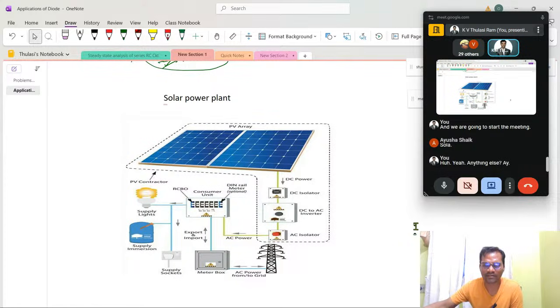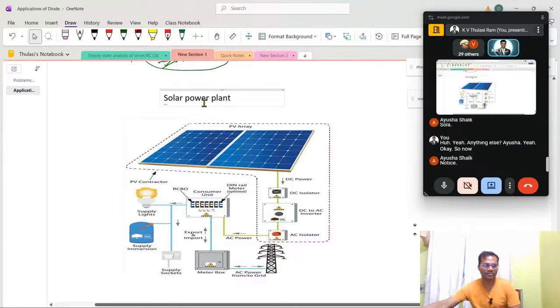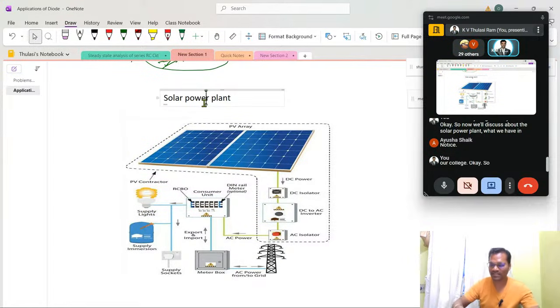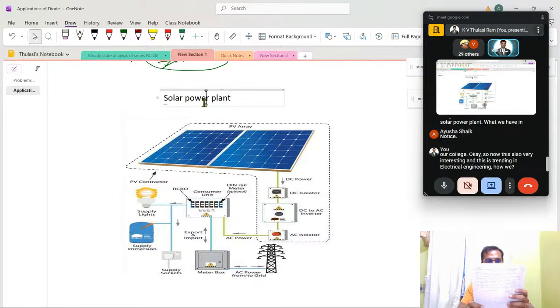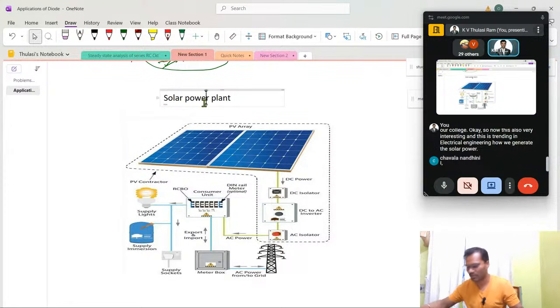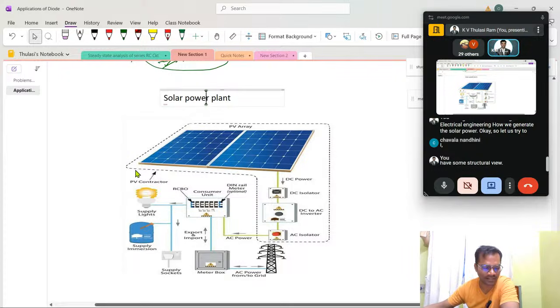Okay. So now we'll discuss the solar power plant we have in our college. This is also very interesting and trending in electrical engineering: how we generate solar power. Let us try to have some structural view and go ahead.